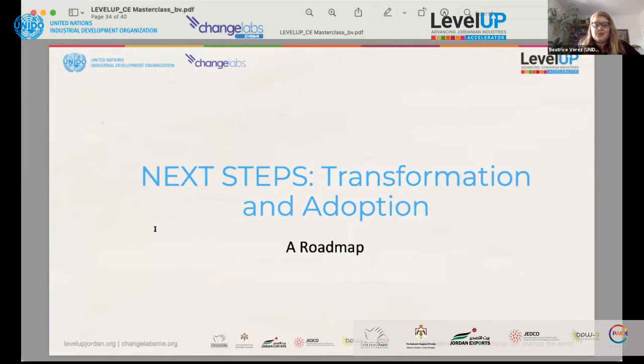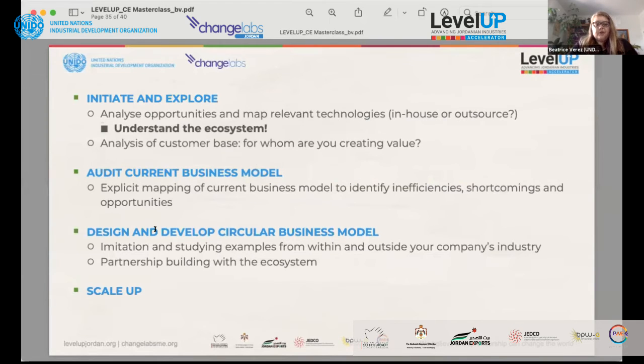So really, what do you do with all this information? Hopefully it's been inspiring enough to allow you to start thinking of what are the small steps that you can take in really starting to think about circular economy. And this is just a roadmap of what you might want to think of when you're starting. So the first thing, of course, is to initiate and explore. And that is about mapping what technologies exist, what opportunities exist, understanding the ecosystem and what actors are out there that can really help you at various parts of a production process.